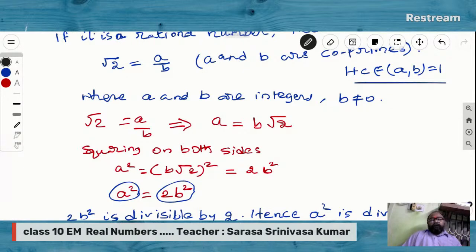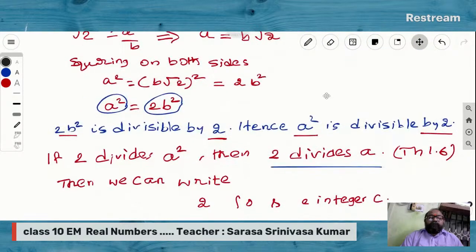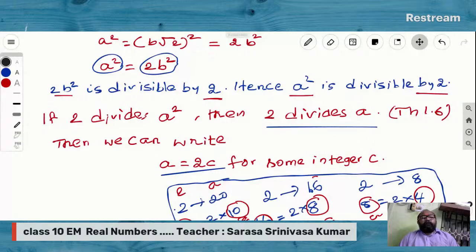Squaring on both sides, we get a square equal to 2b square. On the right hand side, we have 2b square. 2b square is divisible by 2. Why? Because 2 is there on the right hand side. So it is very clear that 2b square on the right hand side is divisible by 2.